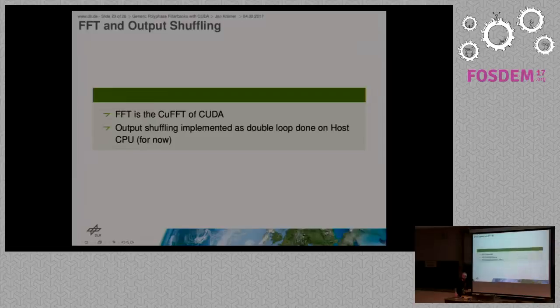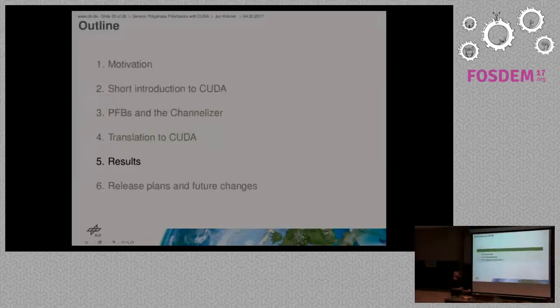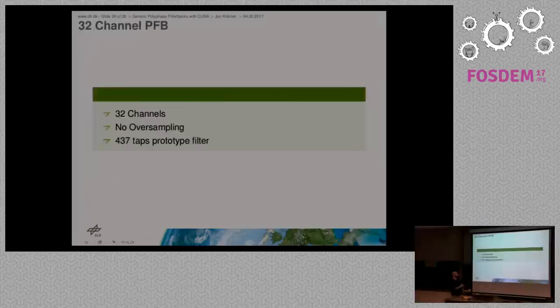So we have some results. This is 32 channel separations with no oversampling. The prototype filter was a 437 tap filter, so rather small.